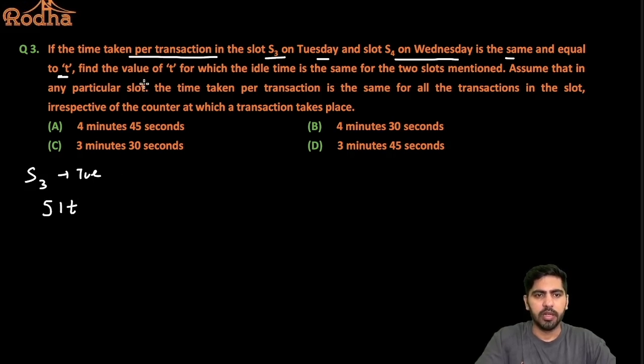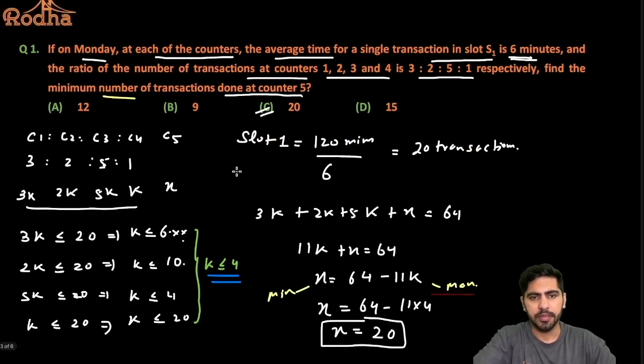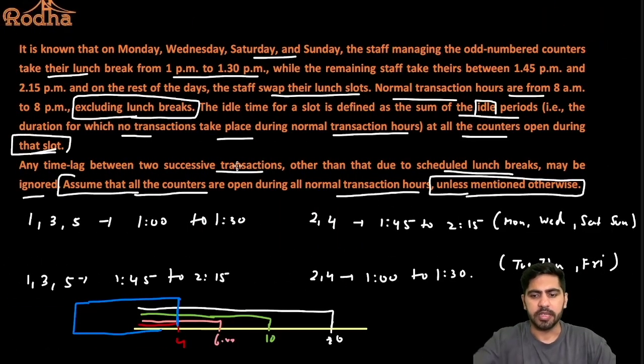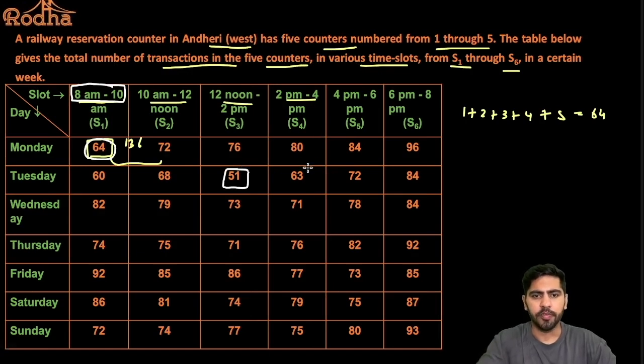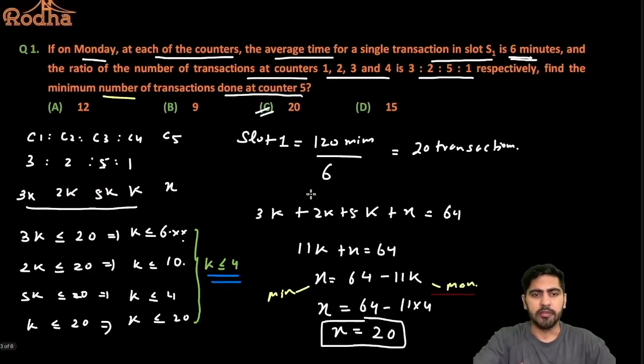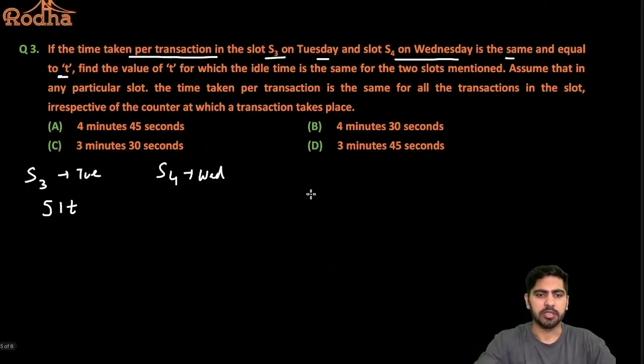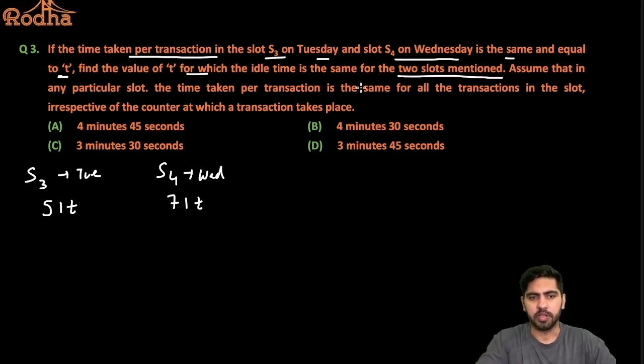Now it says and S4 on Wednesday. So S4, that is slot 4 on Wednesday. Let's see slot 4 on Wednesday. On slot 4 on Wednesday, we are doing 71 transactions, isn't it, as per the table? So here 71 transactions, so the total time that will be consumed is nothing but 71T, right? It says find the value of T for which the idle time is the same for both the slots mentioned. So the idle time for slot 3 is the same as the idle time for slot 4, right?